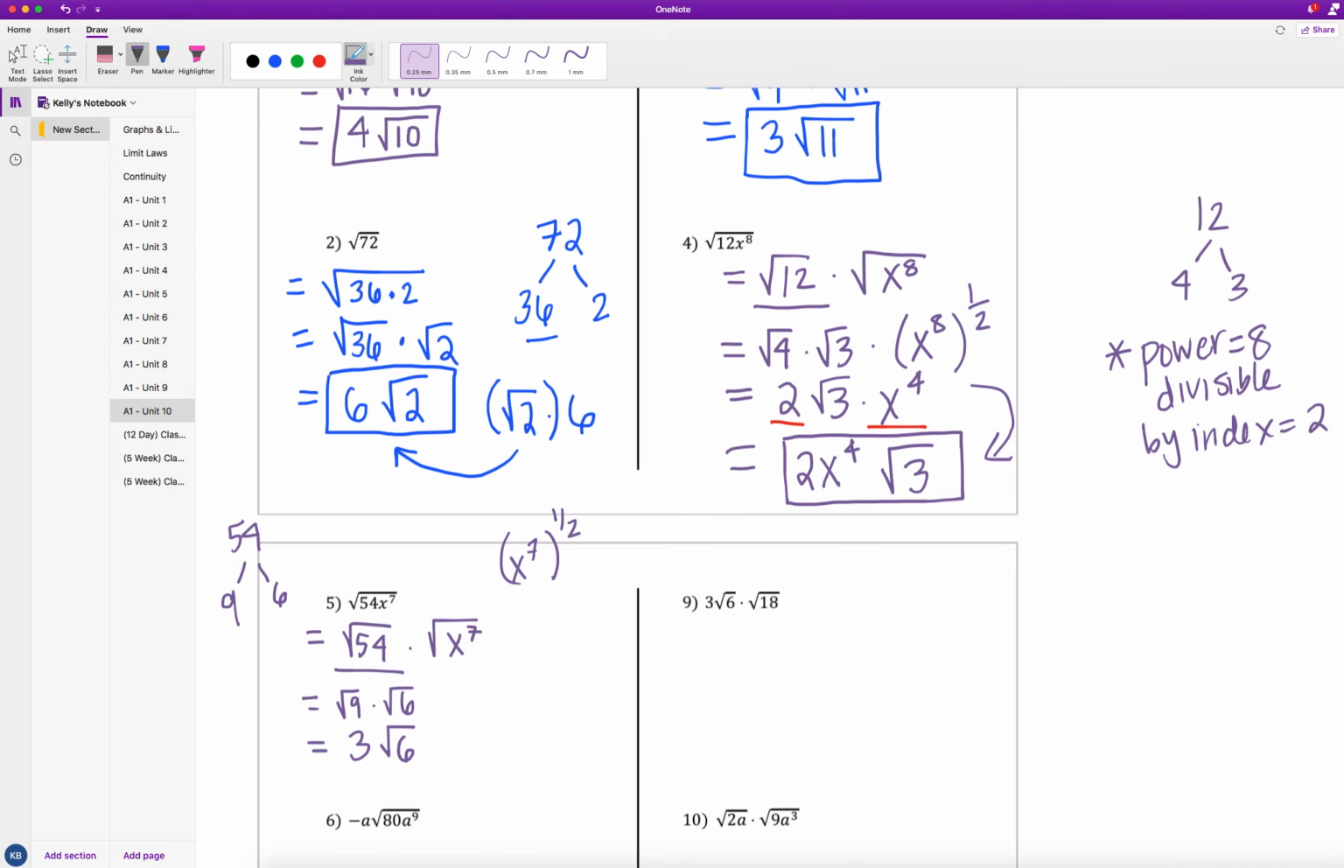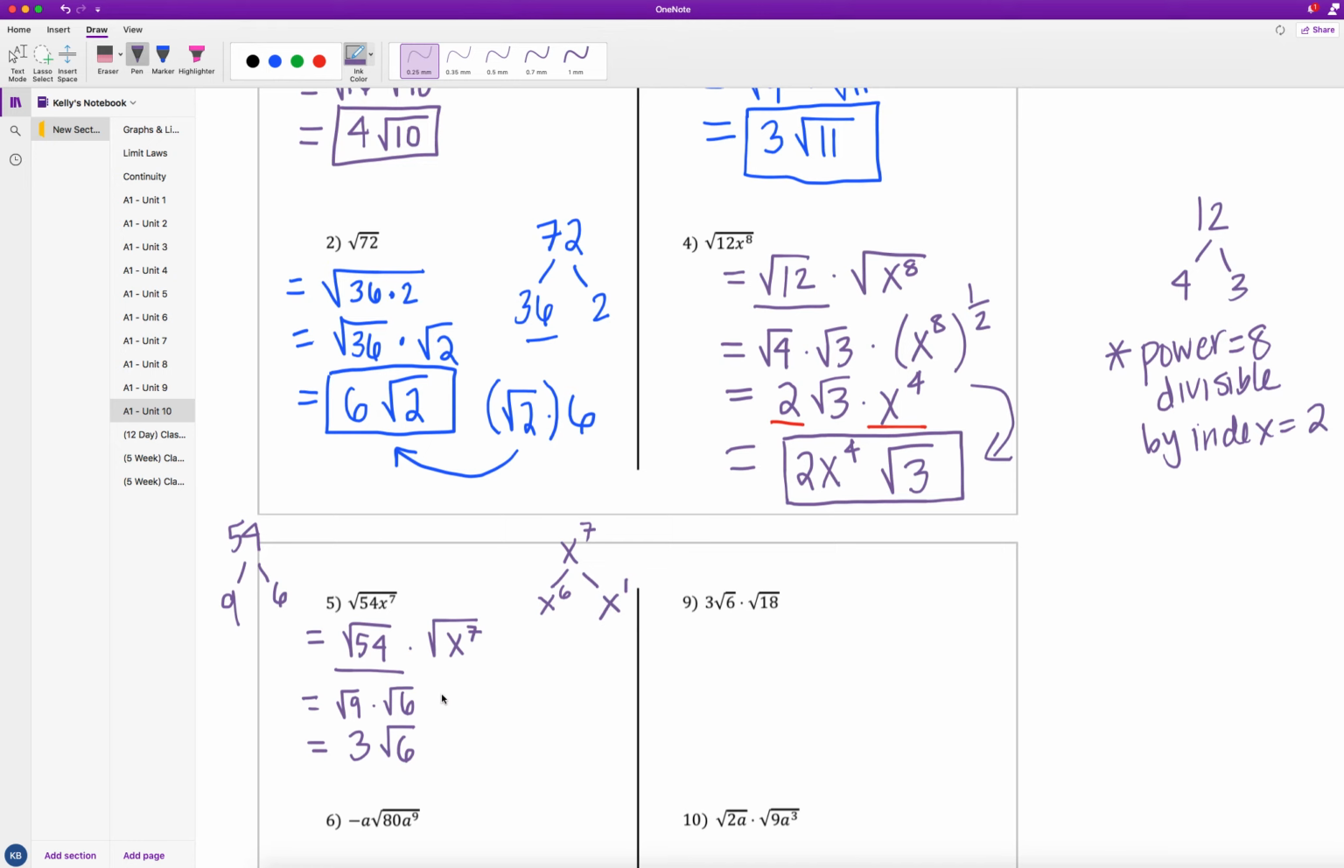The issue though is in example 4, our power here, 8, was divisible by 2. But in example 5, 7 is not perfectly divisible by 2. So instead I have to think about how can I break apart x to the 7th in order to have a piece that is divisible, the largest piece that is divisible by our index of 2, and then anything that is left over. So I'm going to do a factor tree on x to the 7th. The largest piece that I could break that apart would be x to the 6th, because the next integer value under 7 that's divisible by 2 is going to be 6. That would leave me then with a single x left over.